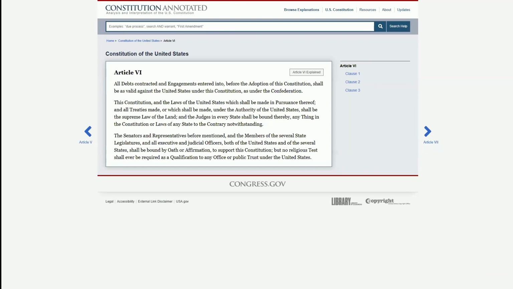Article 6. All debts contracted and engagements entered into before the adoption of this Constitution shall be as valid against the United States under this Constitution as under the Confederation. The Constitution and the laws of the United States, which shall be made in pursuance thereof, and all treaties made, or which shall be made, under the authority of the United States, shall be the supreme law of the land. And the judges in every state shall be bound thereby, anything in the Constitution or laws of any state to the contrary notwithstanding. I hate that legal term notwithstanding.